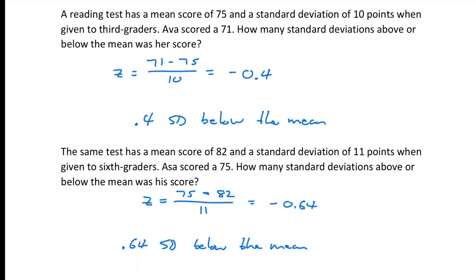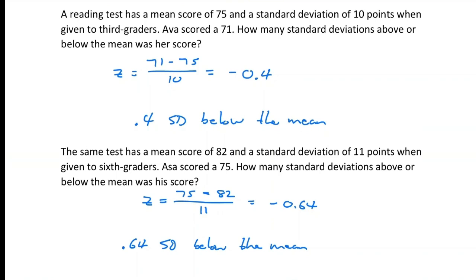She was only 0.4 of a standard deviation below. He was 0.64 of a standard deviation below. So comparatively, we would say Ava actually did better, because for third graders, she outperformed compared to how Asa did against his sixth grade cohort. So that's one of the usefulnesses. That's one way that z-score is useful in looking at data, talking about position, comparing data, things like that.